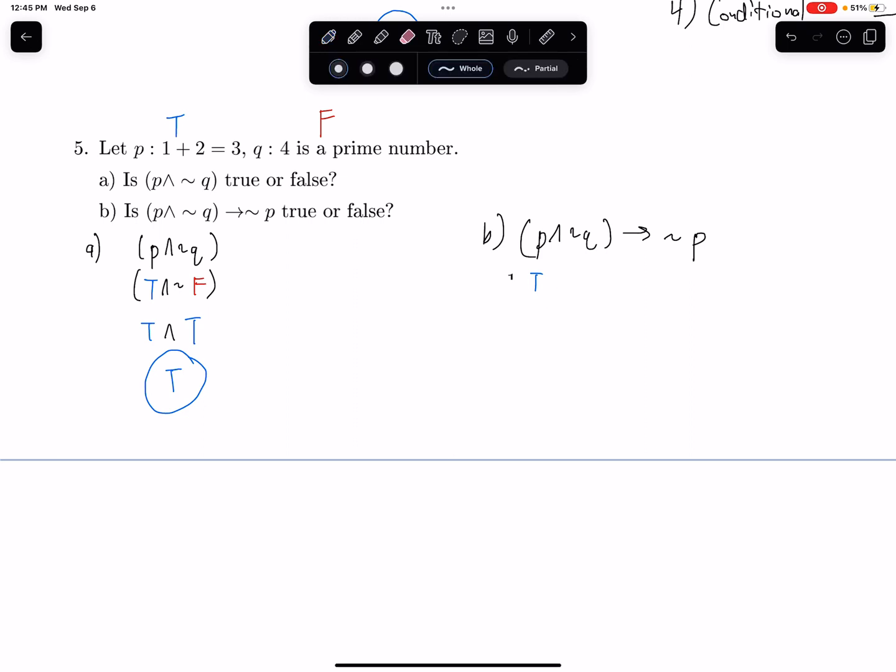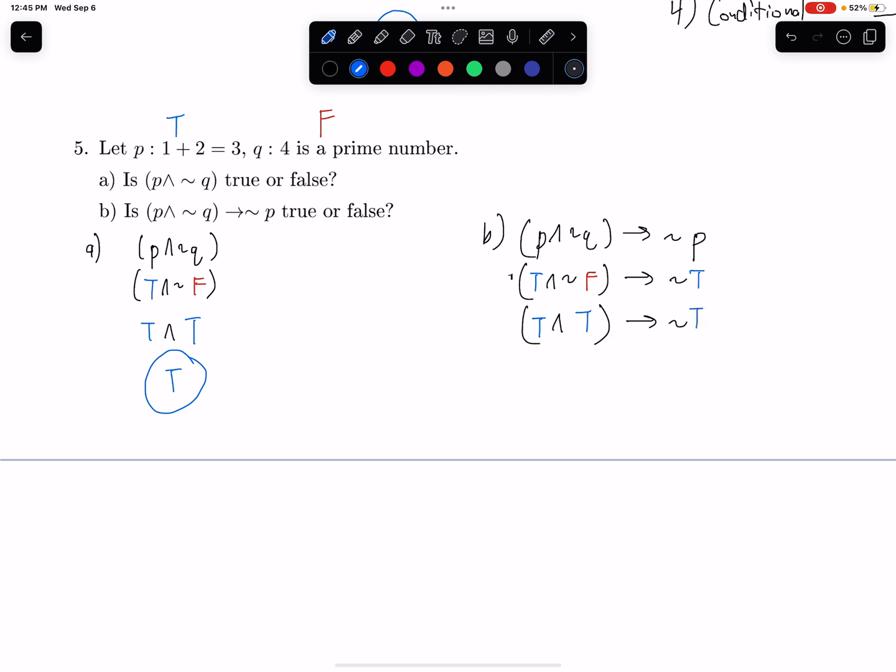All right, letter B. Same first step. Just fill in the truth values. Q was false. P was true. Keep all your symbols intact for that first step. Okay, so what's that? Parentheses first, right? Within the parentheses, I got that negation. So negation is going to give me true. So I have true and true inside of the parentheses. And just carry everything down. Now the parentheses is next. True and true is true.